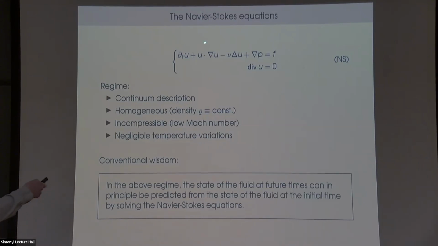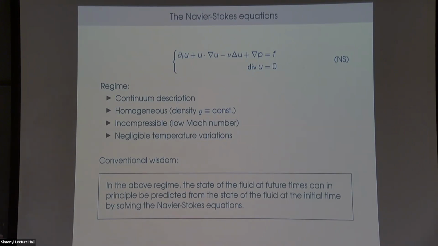So U is the velocity field, P is the pressure, F is a body force which acts everywhere in the fluid, accelerating or decelerating fluid particles. The first equation is Newton's law, F equals ma. The second equation is incompressibility, which I'll explain in a second. But we say these equations describe fluids in a certain regime.